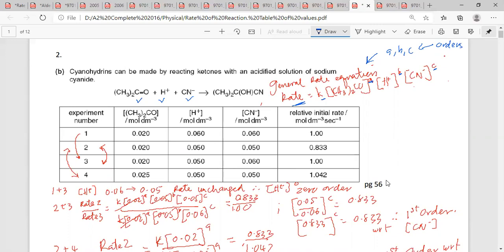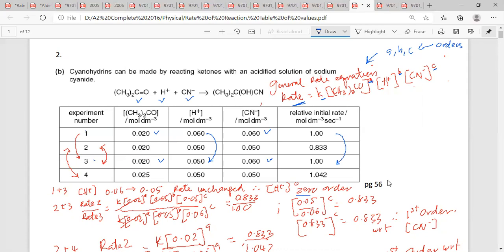Now take experiments 1 and 3. Here the cyanide is the same, which means I'm changing only the other two. The numbers 0.06 to 0.05 make it hard to visualize how much of a change it is, times 2, times 4, whatever. But in this case it's quite simple, because the rate didn't change. That means if I change the H plus and the rate stays the same, the order must be 0.